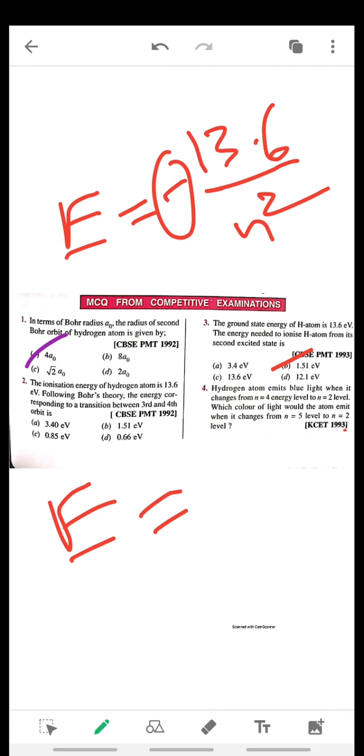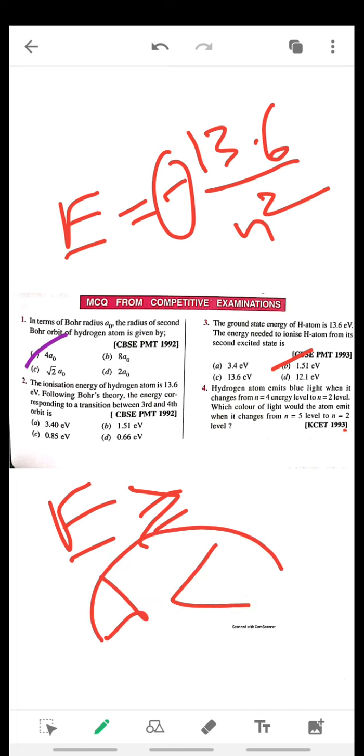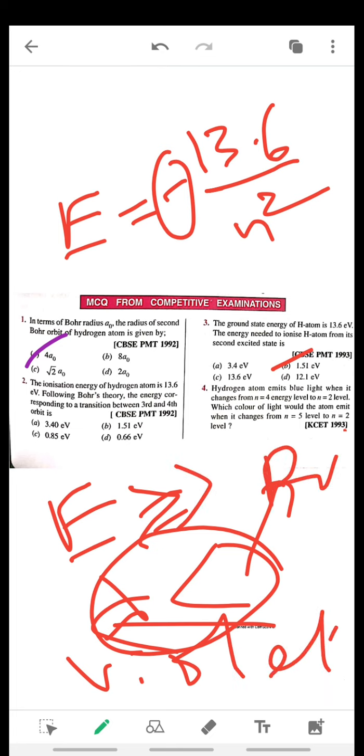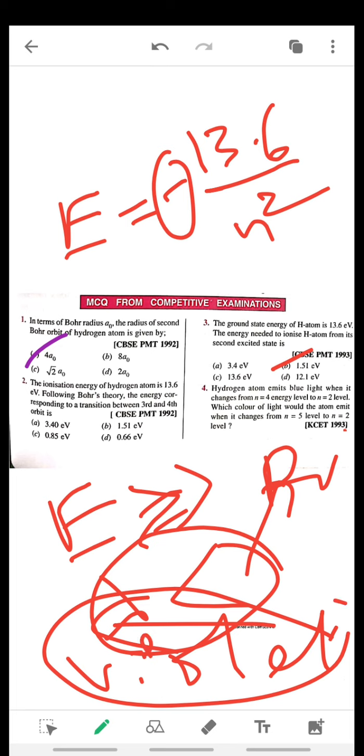Now see, the difference of levels increases, which means emitted energy increases. Energy increasing means automatically wavelength decreases, and the decreased wavelength moves towards the violet. And increased wavelength goes to the red side. So the final answer in this case is violet. Okay, now see, options are given.